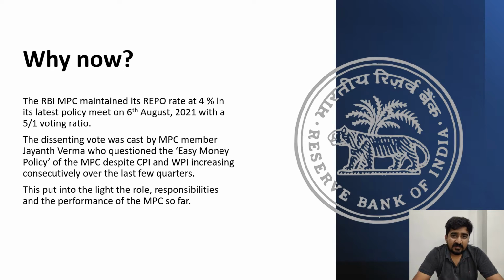The decision was taken on a 5:1 voting ratio. The dissenting vote was cast by MPC member Jayant Verma. Mr. Jayant Verma questioned the easy money policy of the RBI considering the CPI and WPI have been consecutively increasing over the last few quarters. This put the spotlight on the MPC, and which is why it is in the news again.